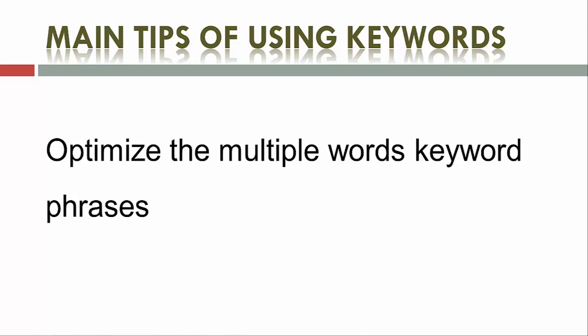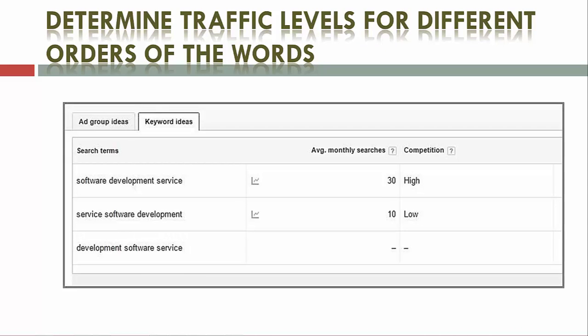Optimize the multiple word keyword phrases. Determine relative traffic levels for different orders of the words in your keyword phrases. Along with your experience and intuition, you can use the Google AdWords Keyword Planner to see the traffic estimates for a precise phrase order. Use the higher traffic phrase as priority, but optimize your page for the different phrase ordering.